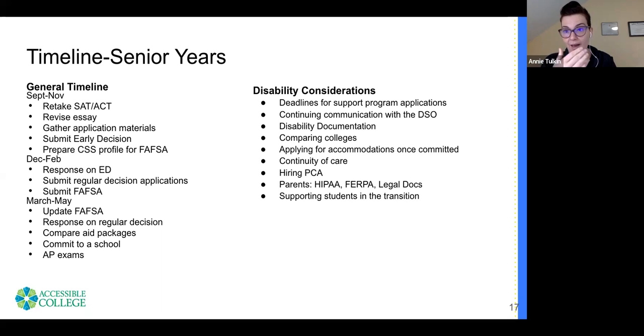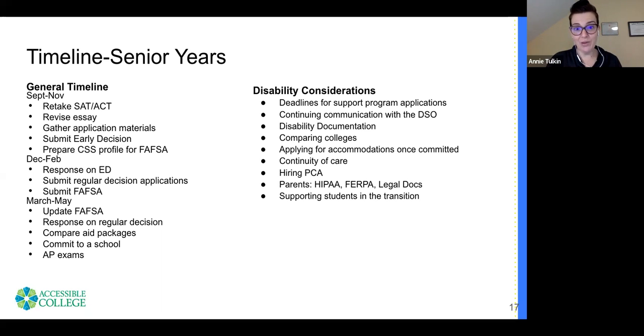So you have to be thinking about that, continuing that communication with the disability support offices, gathering documentation, comparing the colleges, because once you start talking to disability support offices, it will become more obvious that some provide better supports than others. And then applying for accommodations once the student has committed. So it doesn't stop once the student commits.